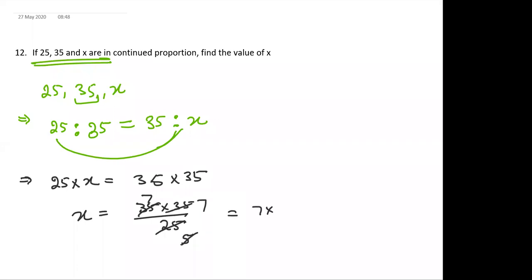Seven into 7, x is equal to 49. So beta, this exercise is completed.